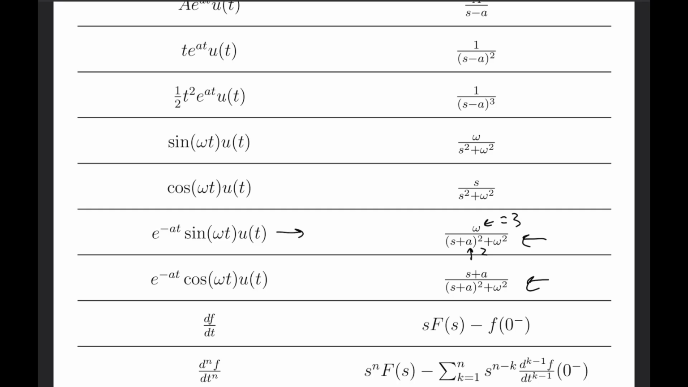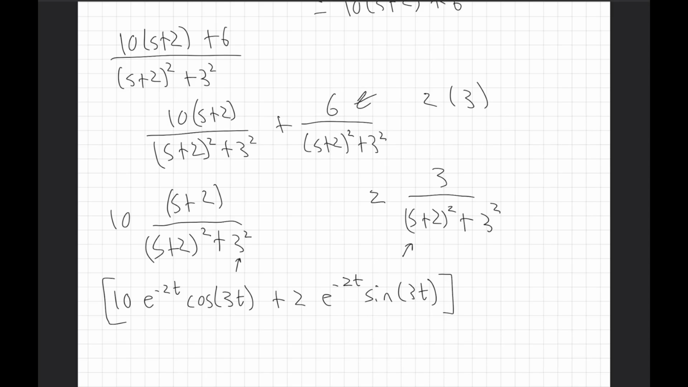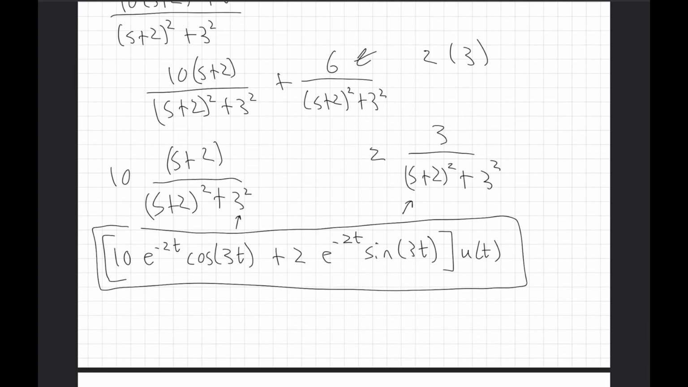So for the first one, we have s plus a. So it's e to the negative at cosine omega t, where omega is 3. So we have 10, because it's 10 out front, e to the negative at, so e to the negative 2t times cosine of 3t. And this 3 comes from there. And then we have plus 2 times e to the negative 2t sine of 3t from this one over here. And remember, when we're taking the Laplace inverse, it's a one-sided transform, so we have to use u of t at the end. Awesome. That is our final answer.